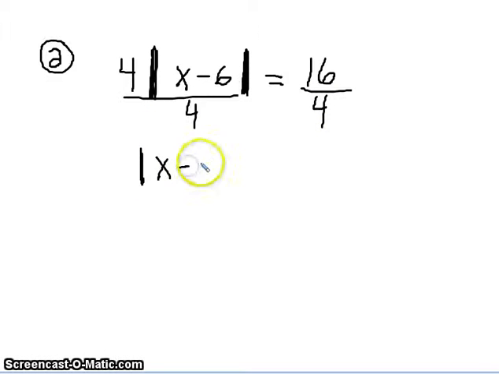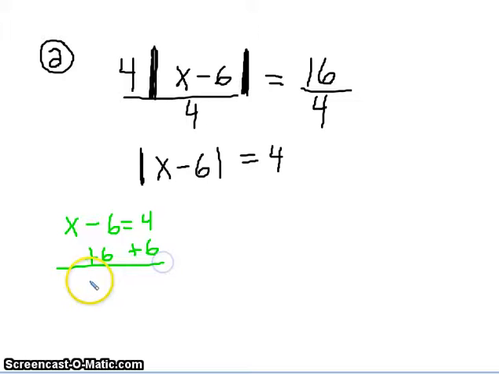This gives me the absolute value of x minus 6 equals 4. At this point, I can find my two equations. X minus 6 equals 4, where we add 6 to both sides, and we get x equal to 10. If we plug that back in, 10 minus 6 is 4. Absolute value of 4 is 4, and 4 times 4 gives me 16.